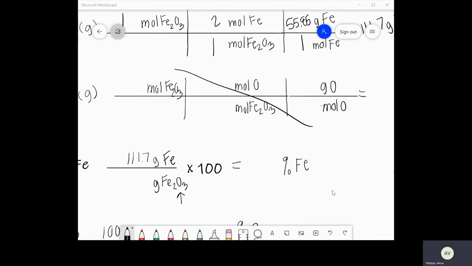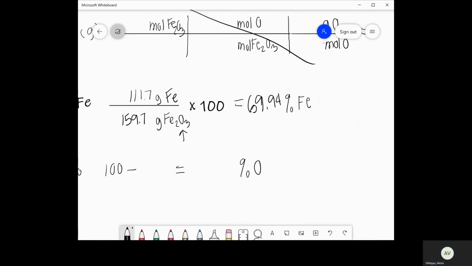And when you add all that up together, using the molar values, that is going to give you 159.7 grams. And dividing that and multiplying by 100 to convert to a percent, that is going to give you 69.94 percent. So 69.94% of iron 3 oxide is going to be iron.